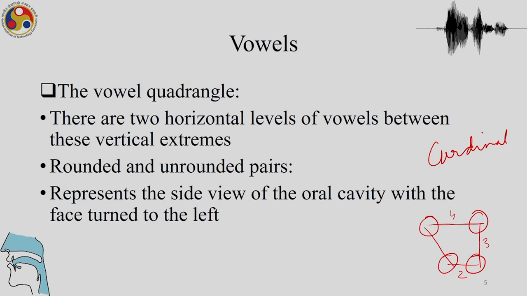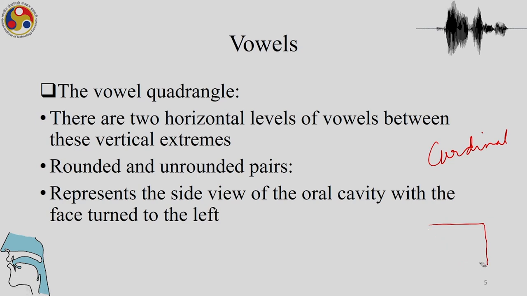Now you have to imagine this as placed inside the mouth, as a side view with the face turned to the left. Which means it gives us the amount of space that we can utilize to produce vowels inside our vocal tract. You can think about this as the uppermost part of your vowel space, the top part, and this is the back part, this is the low, and this is the front of your vowel space.